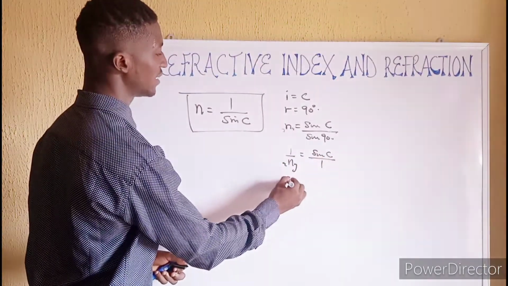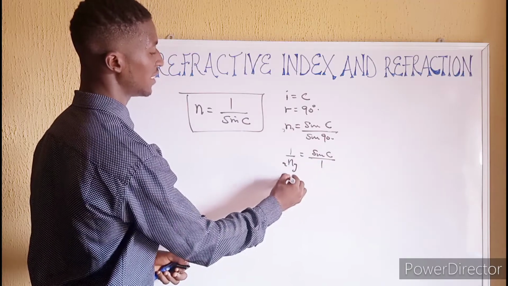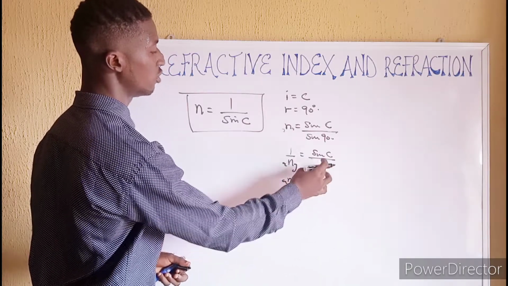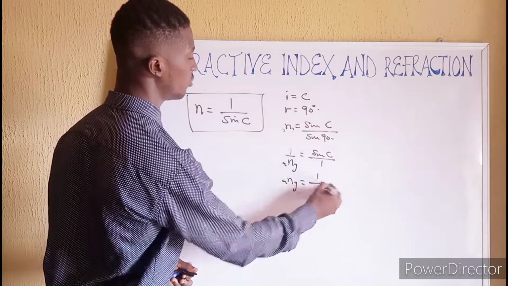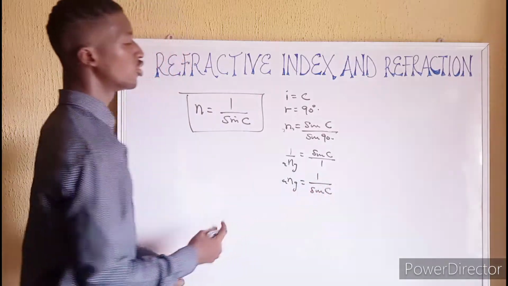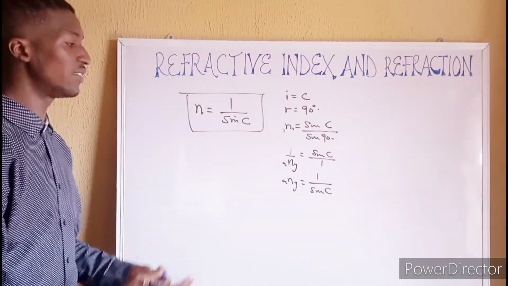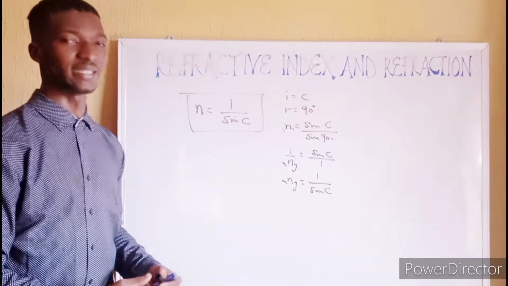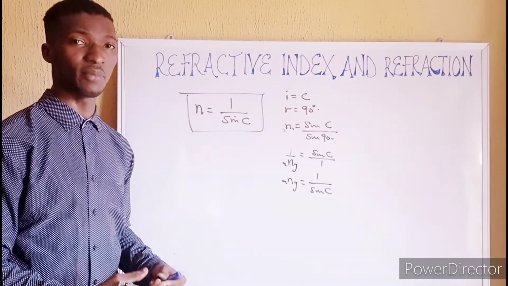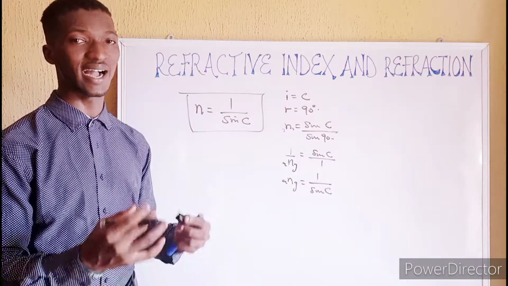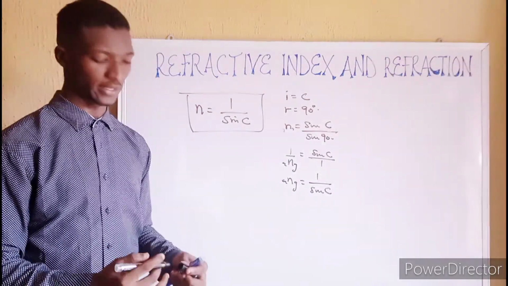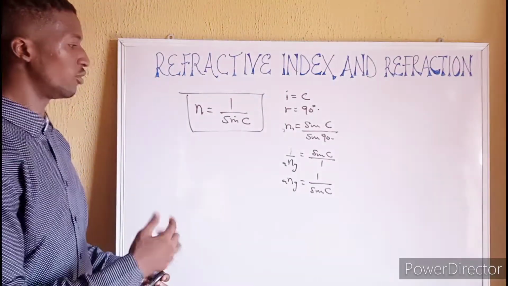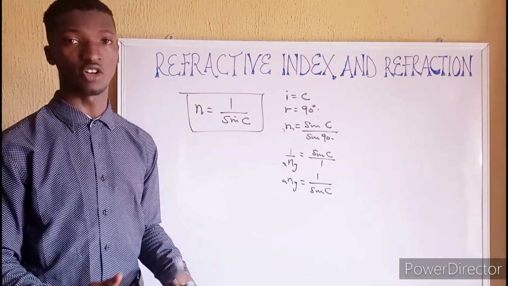From here we reciprocate both sides. We have that air to glass is equal to 1 over sine C. So whenever you are dealing with the refractive index of a material, the refractive index of a material is 1 over the sine of the critical angle of that material. So now let's look at a reference question on this aspect.